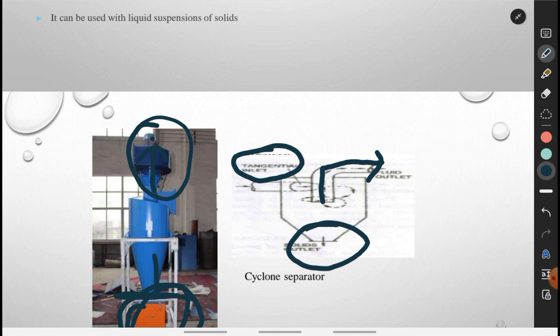So as the high velocity material is coming inside, it will cause a cyclone to form. The material will be thrown at the wall side. Then it finally comes to the solid outlet near the base.